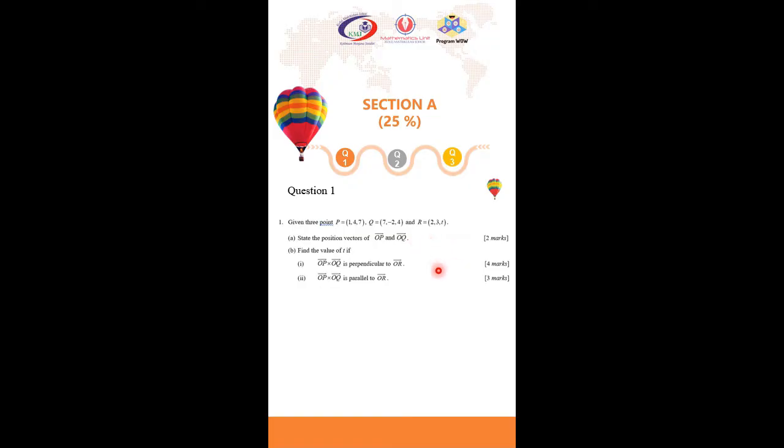Okay, and then for question B, you have to find the value of T. The first condition is that the cross product of vectors OP and OQ is perpendicular to OR. Okay, and then the second condition to find the value of T is that the cross product of OP and OQ is parallel to OR. So let's see the solution for this one.